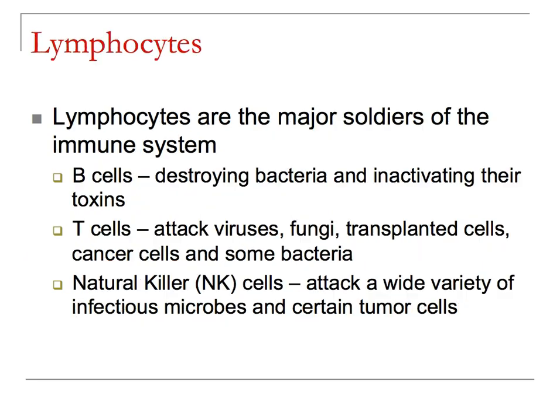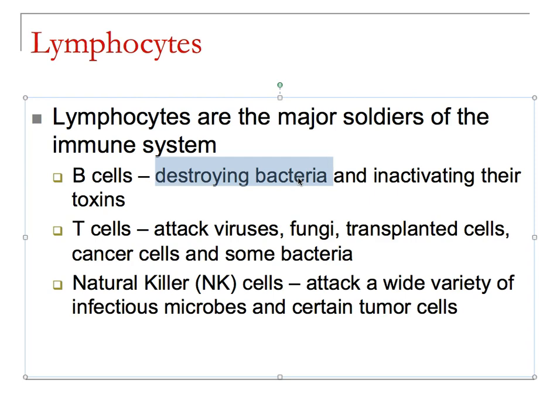Now we're going to remind you that B cells destroy bacteria and inactivate their toxins. You get to how that actually happens in a little bit later on inside chapter 22. T cells attack viruses, fungus, transplanted cells, cancer cells, and some bacteria, meaning there's going to be a receptor for the cells, the unique cell for any one of these things.